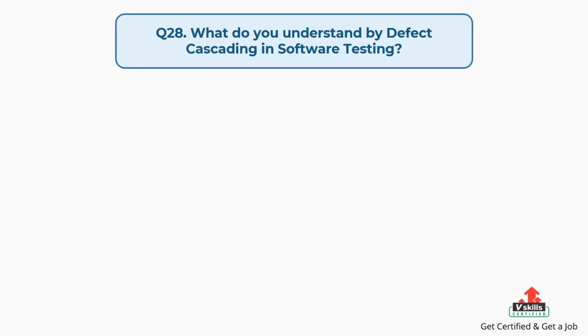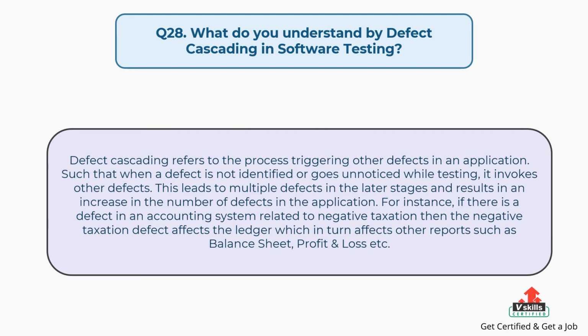Question number 28. What do you understand by defect cascading in software testing? The answer is: defect cascading refers to the process of triggering other defects in an application, such that when a defect is not identified or goes unnoticed while testing, it invokes other defects. This leads to multiple defects in the later stages and results in an increase in the number of defects in the application. For instance, if there is a defect in an accounting system related to negative taxation, then the negative taxation defect affects the ledger, which in turn affects other reports such as balance sheet, profit and loss, etc.